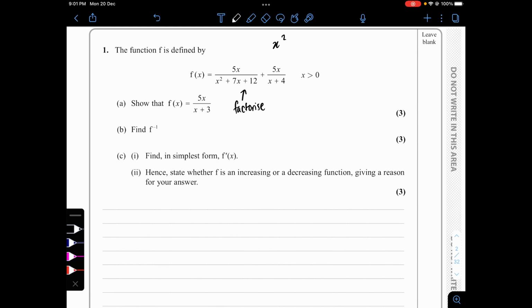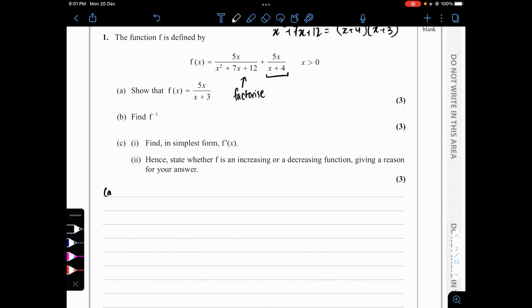So x squared plus 7x plus 12. Immediately I always think that x plus 4 has to be a factor, so it can cancel out. So I'm just going to put x plus 4 here, and then you're left with, so 4 times 3 is 12, so x plus 3. So that's how we have simplified this. So part A over here.